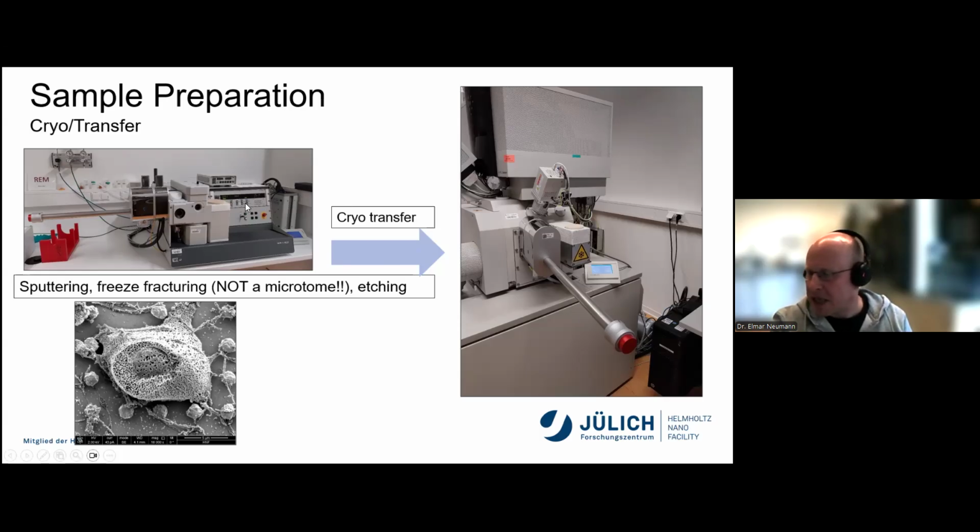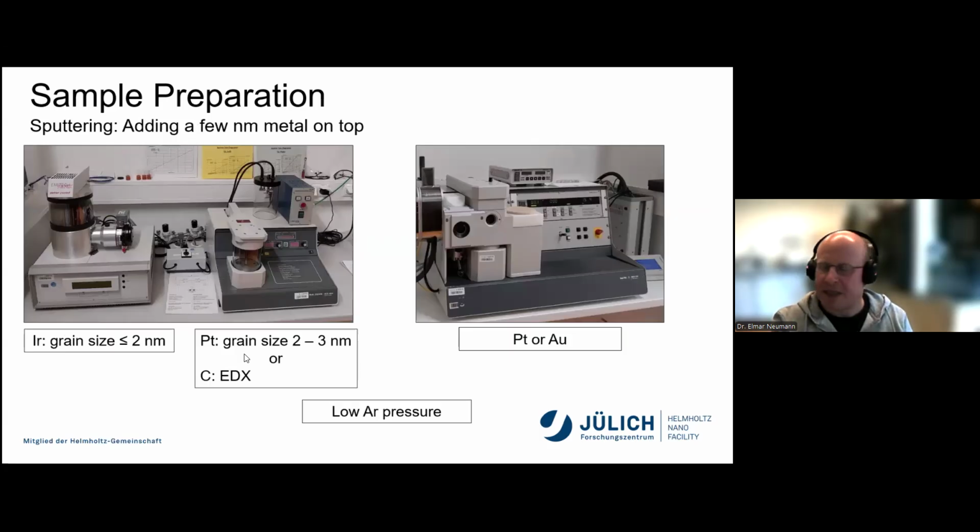After all this is done, so you have your sample in there, frozen, sputtered, maybe even etched, first etched away a bit of excess water. Then you can transfer it again to a microscope or a focused ion beam machine, again while maintaining the cryogenic conditions.